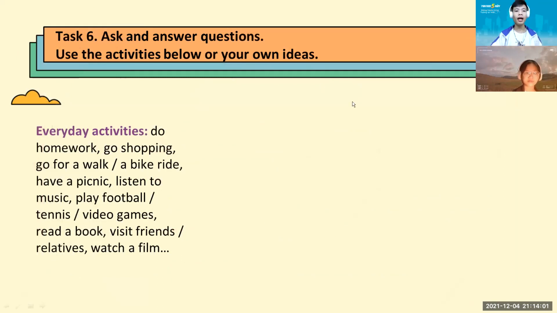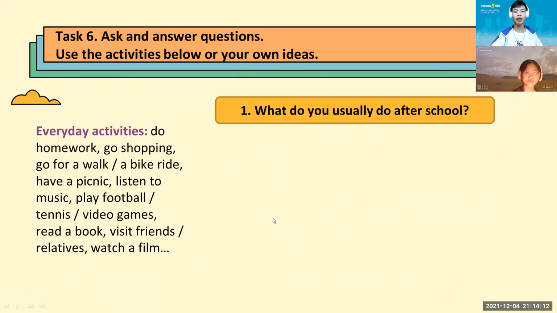Now, task 6, ask and answer the question. Use the activity below or your own ideas. Everyday activity is do homework, go shopping. Now, what do you usually do after school? I often help my mother with the household chores, or sometimes I hang out with my friends, ride a bike, and play badminton with my younger brother.